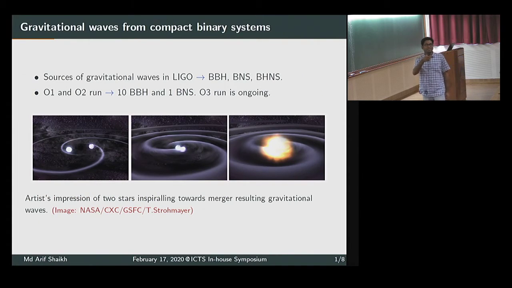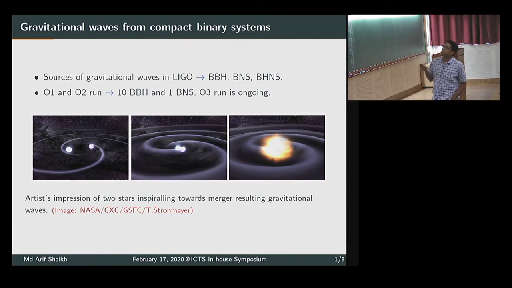Thanks to Shashwat, he mentioned briefly what gravitational waves are and how the waveforms look. So I'll just start off here. The most interesting sources for detection of gravitational waves in LIGO and Virgo detectors are basically these compact binary systems, which include binary black holes, binary neutron stars, or black hole neutron star systems.